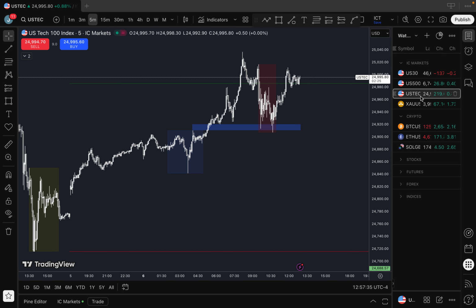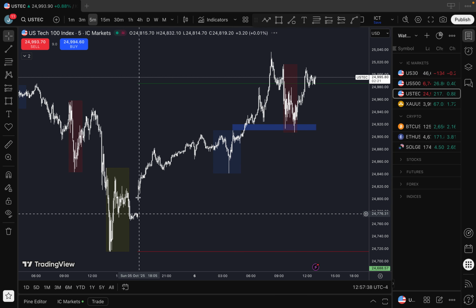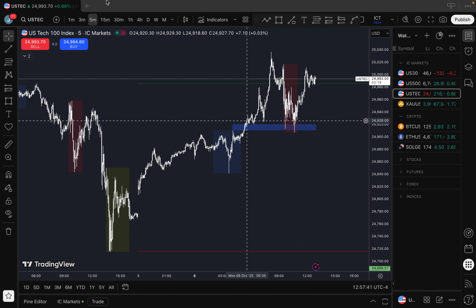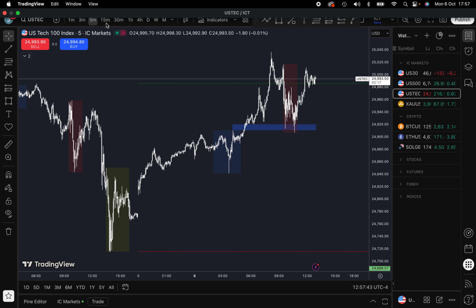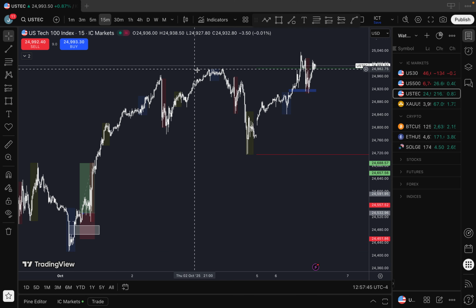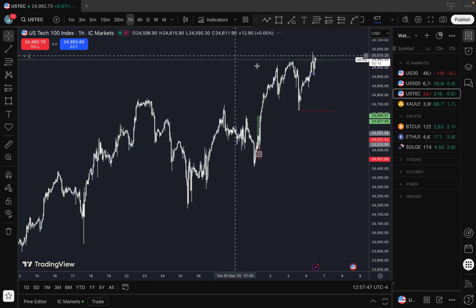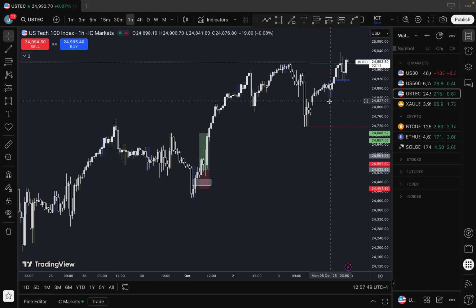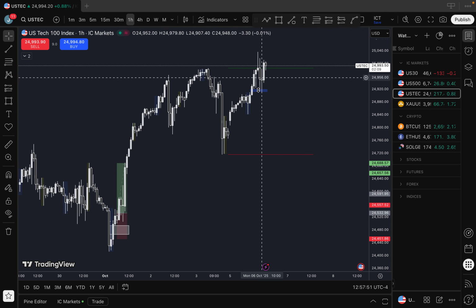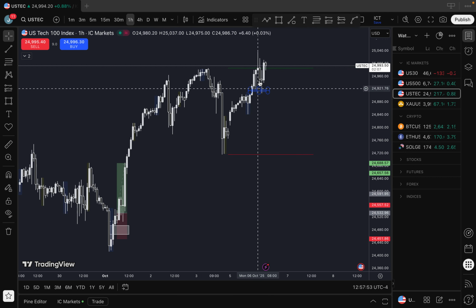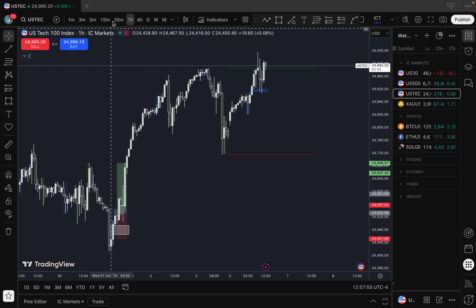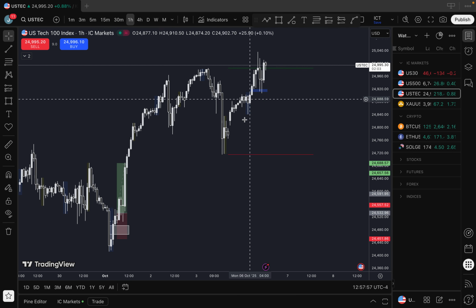In terms of the Nasdaq, we've got this weekly opening gap, but we also had, I think it was an hourly fair value gap here. Reset this, zoom in a bit. So you can see we got the hourly fair value gap here. Price taps it twice and then pushes up. So this is our SMT.